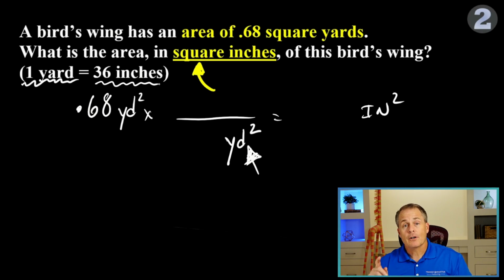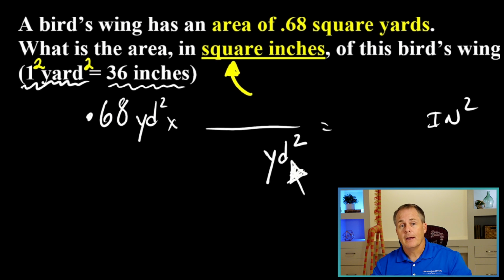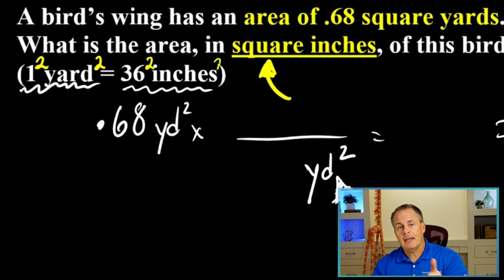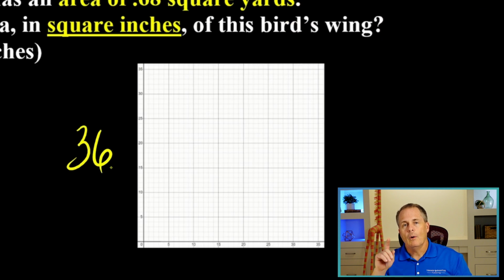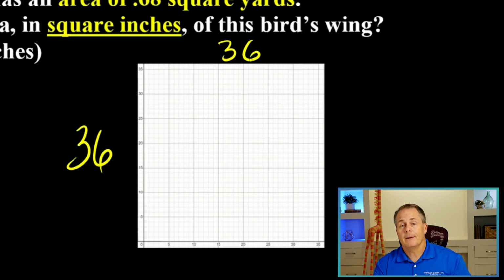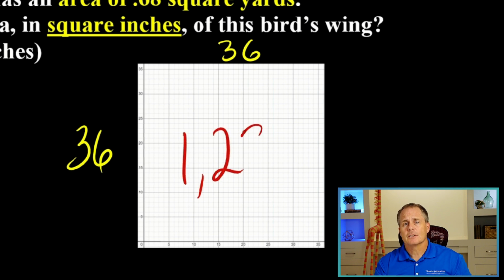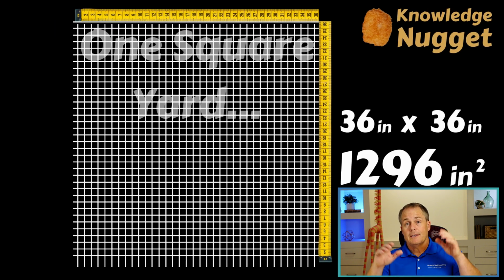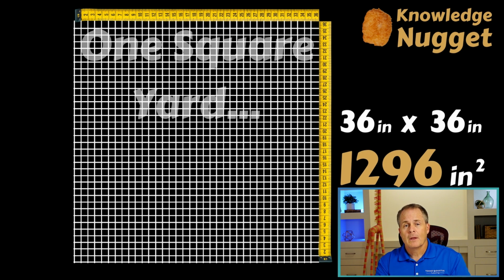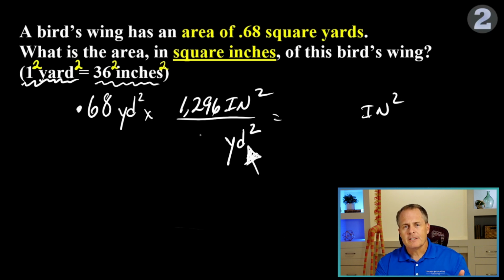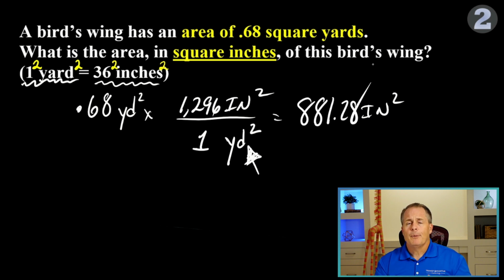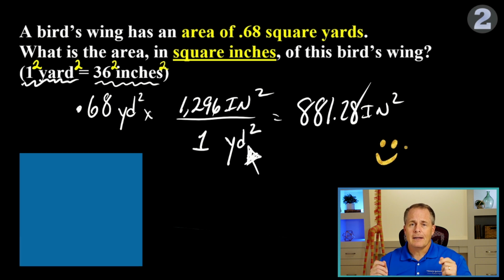So, in order to turn this conversion factor into square yards, all we need to do is square the 1, square the yard, square the 36, and square the inches. And now we know that 1 square yard equals 1,296 square inches. Look at all those square inches. Now we can complete our conversion factor and get the final answer, 881.28 square inches.